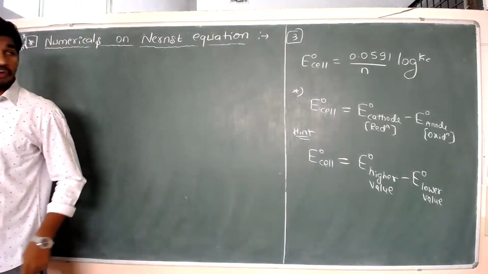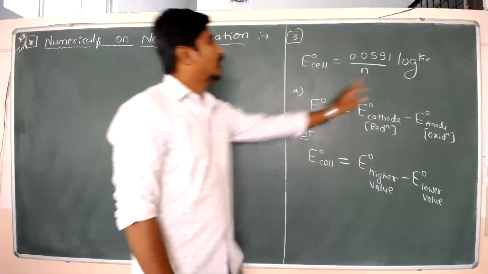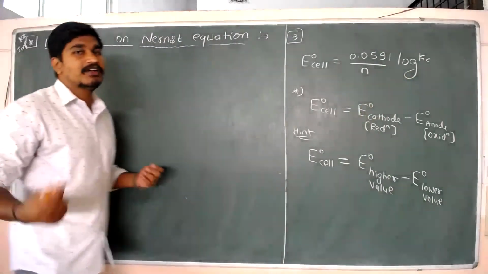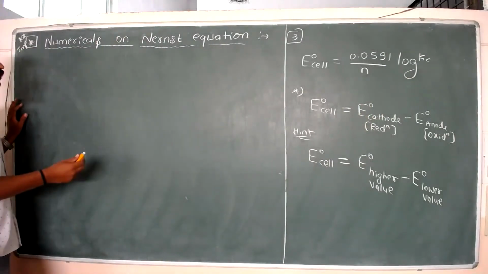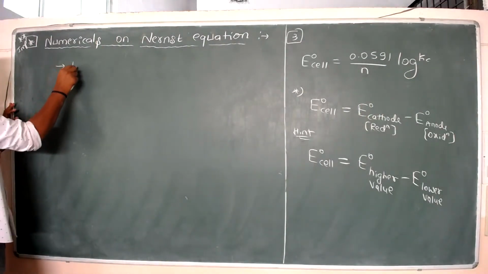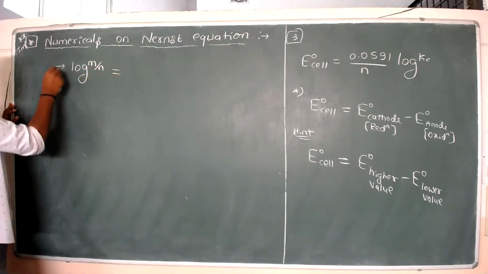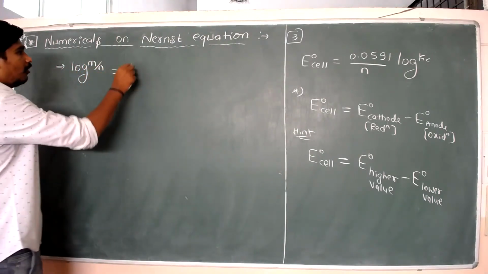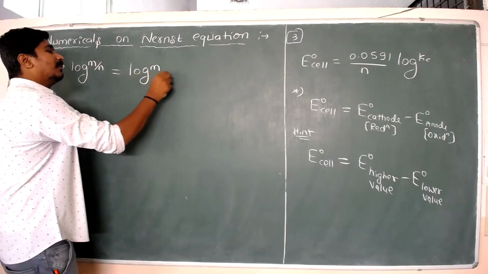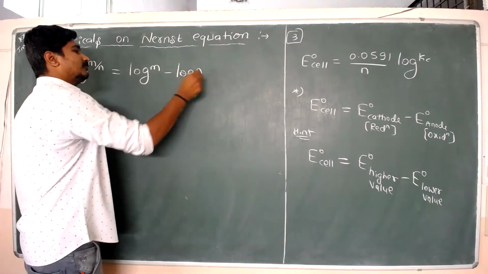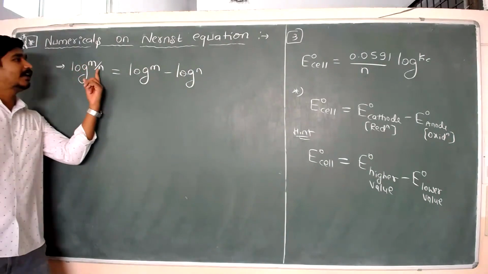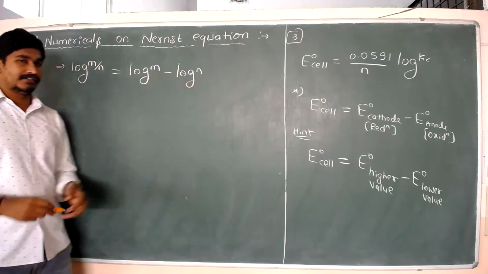Next, log is there in all the formulas. For that, I am giving a few logarithm formulas. If log m by n is there, what is the formula for log m by n? Log m minus log n. Log m by n is equal to log m minus log n.